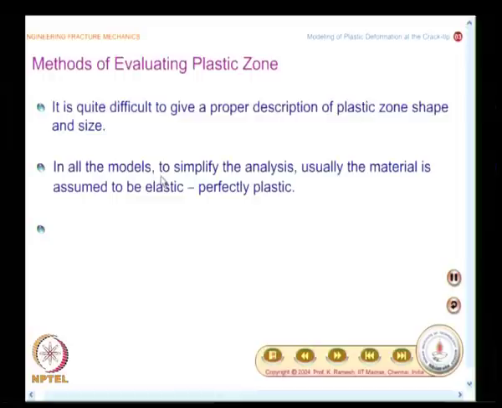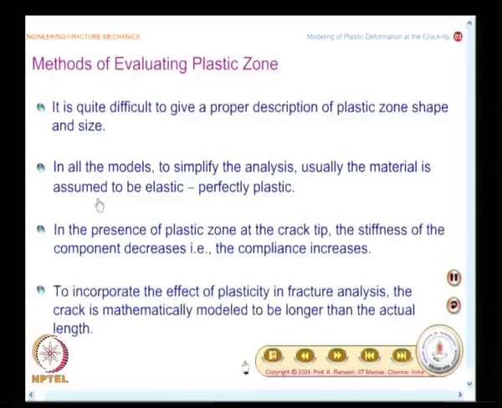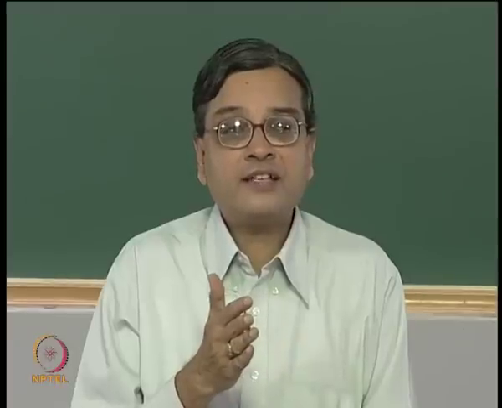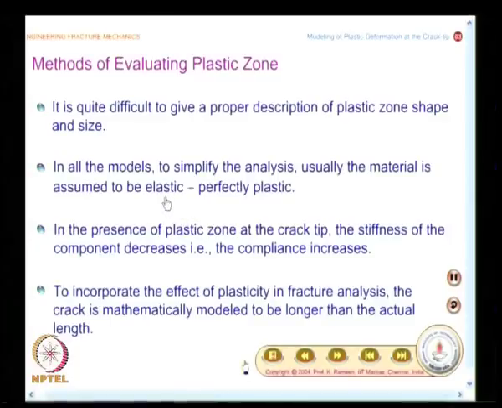And in all the models, to simplify the analysis, usually the material is assumed to be elastic, perfectly plastic. In reality, many materials exhibit strain hardening. We are not considering that for a simplistic analysis. We simply say the material is elastic, perfectly plastic. And what happens because of the plastic zone at the crack tip? The stiffness of the component decreases, that is the compliance increases.